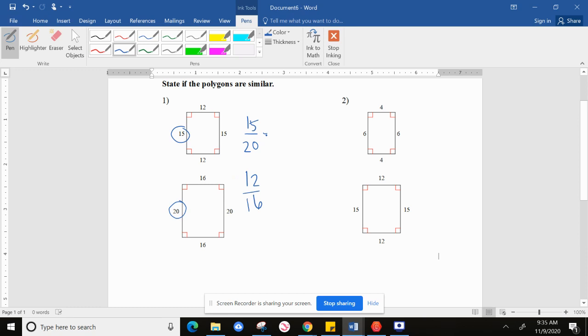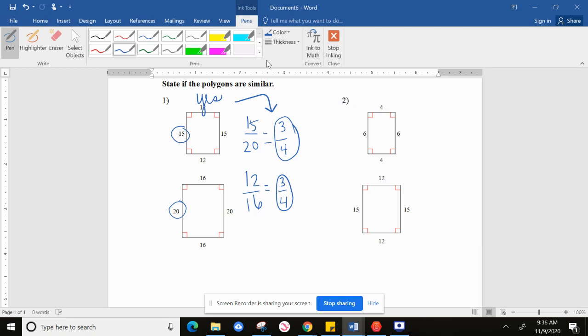The 15 over 20 fraction will reduce. See, both of those divide by 5. So it reduces to 3/4. And then down here, this one reduces by 4 on each one, which will also leave you with 3/4. So it appears that the ratio of corresponding sides are equal. So are these two rectangles similar? And the answer would be yes. And the reason why is because we showed that both of those corresponding sides ratios are equal.